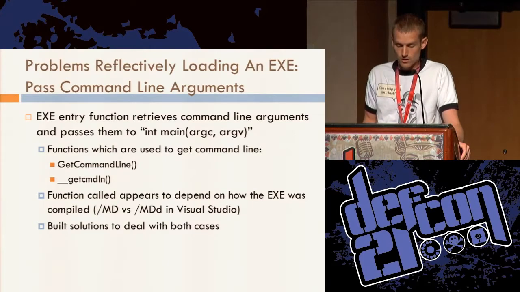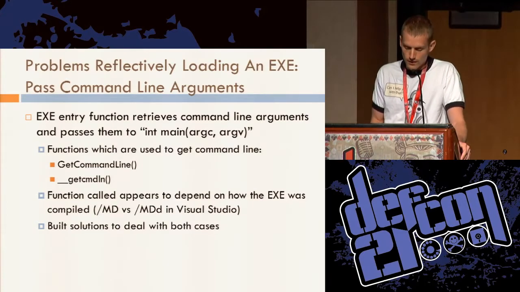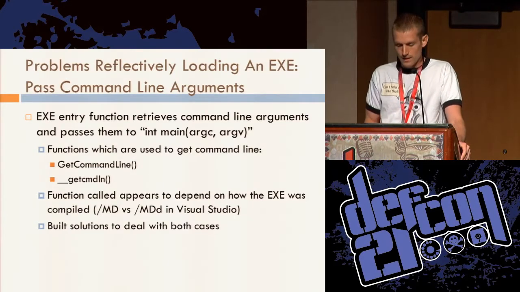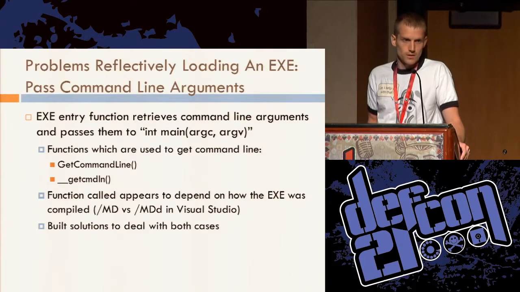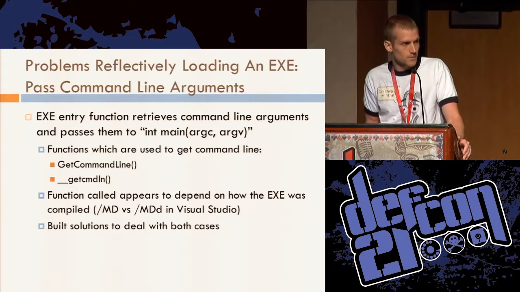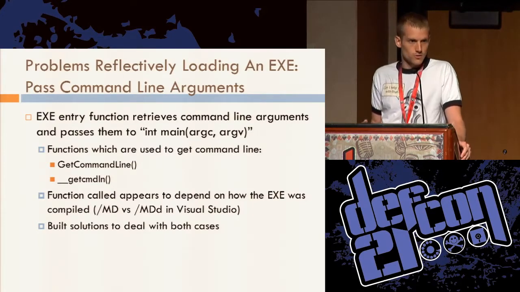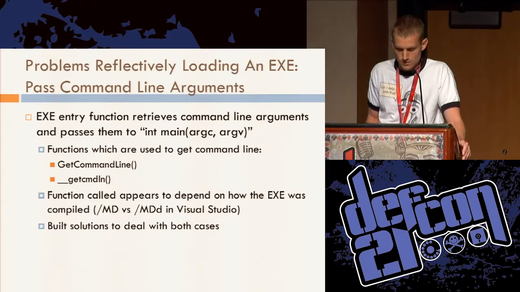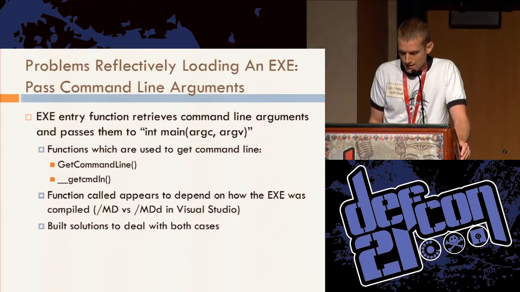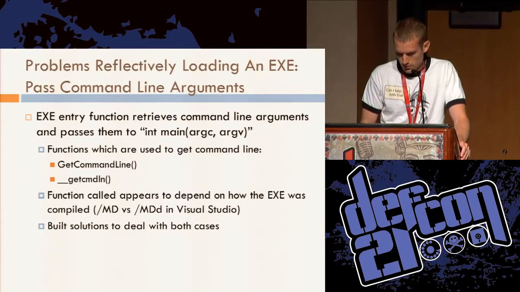But that doesn't actually work because the way that an exe normally retrieves its command line arguments is it makes a function call to GetCommandLine or __getcmdln. And those are provided by two different DLLs. And when those DLLs are initially loaded, they actually cache a copy of the command line arguments. So if you just overwrite the PEB, you didn't overwrite the cached copy that's in the DLLs, and so you're still just going to end up getting the command line arguments that PowerShell was started with, which is no good. So I had to create solutions for both of these functions.